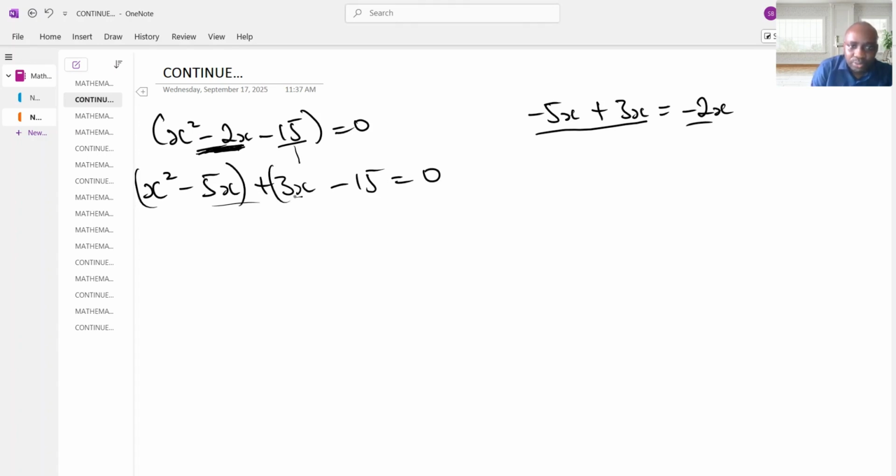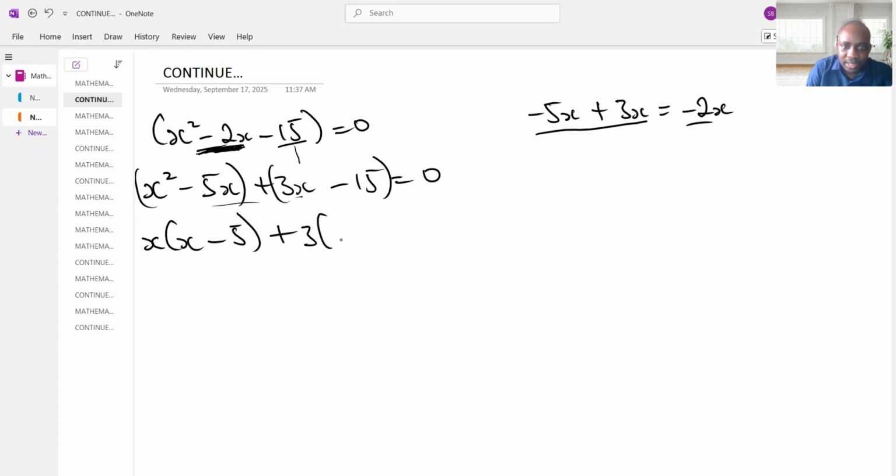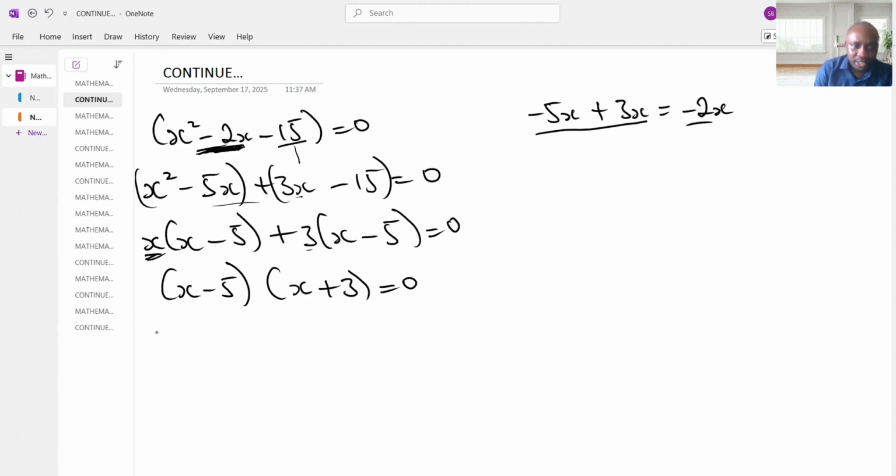Let me bracket 2 by 2. Now, let's factorize it. What is a common factor here? x. This one will remain 1, this one 5, plus what is the common factor here? 3. How many 3 can we see in 15? 5. Equals 0. Now we pick one out of this: x minus 5, x minus 5, and use what we used to factorize it. x minus 5, x plus 3 equals to 0, isn't it? Now we factorize it: x minus 5 equals 0, or x plus 3 equals 0.